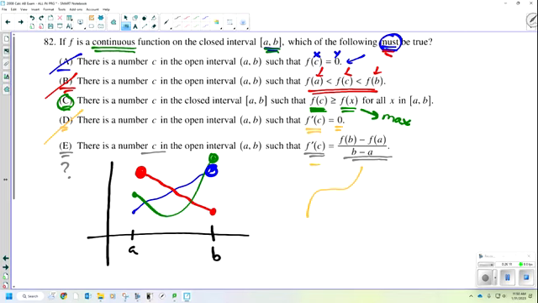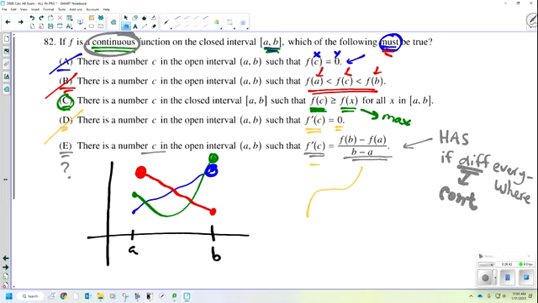But here's the one catch. This has to be true if it is differentiable everywhere. Look at the problem. It tells you that it's continuous everywhere. It doesn't say it's differentiable. Remember, if it's differentiable everywhere, then sure, it's continuous. But if it's continuous, it doesn't mean it has to be differentiable. Really? Yeah, a corner, a cusp, or a vertical tangent line.